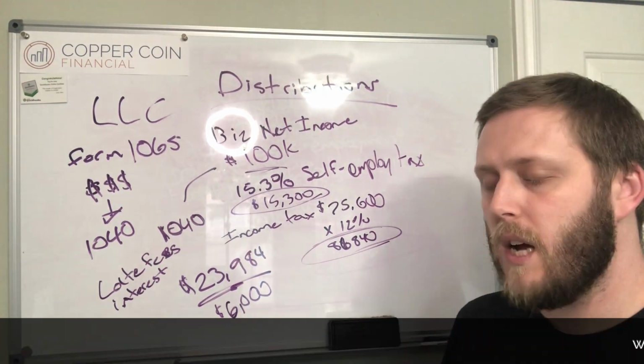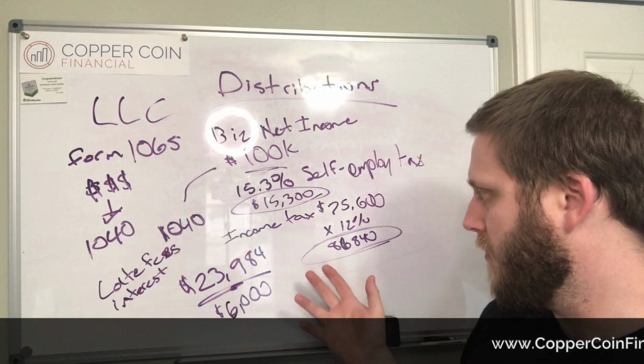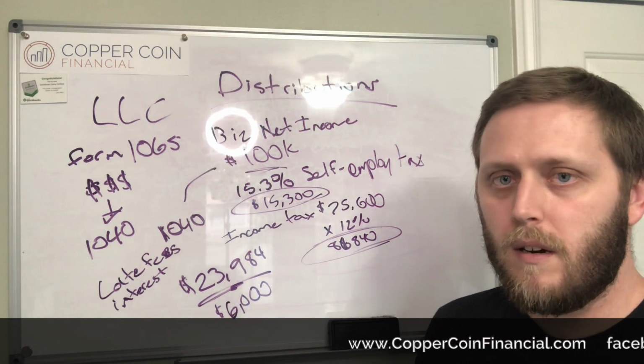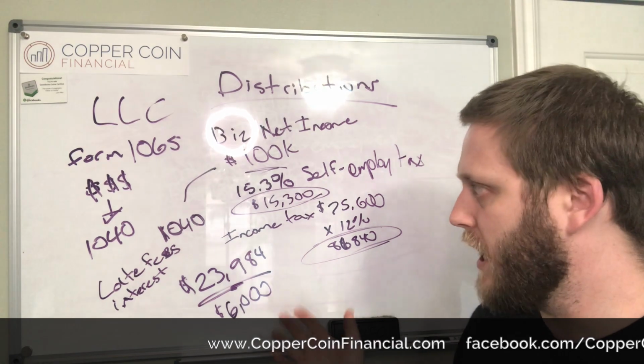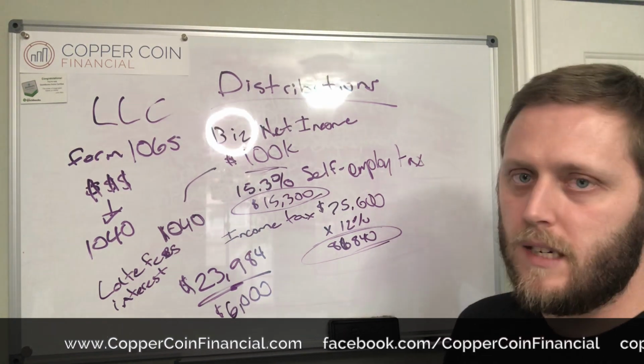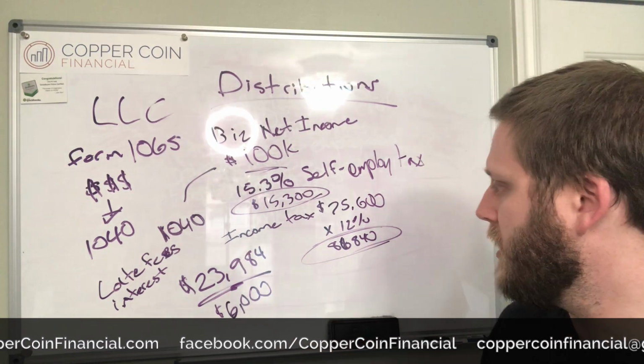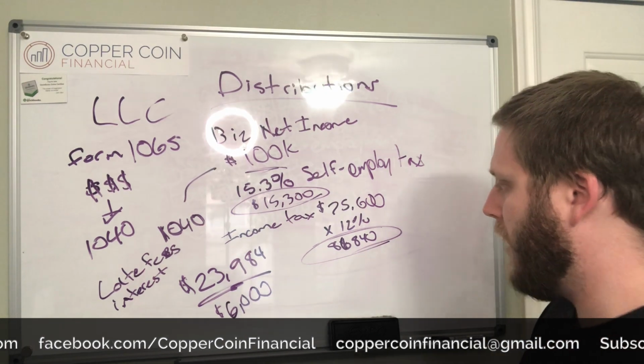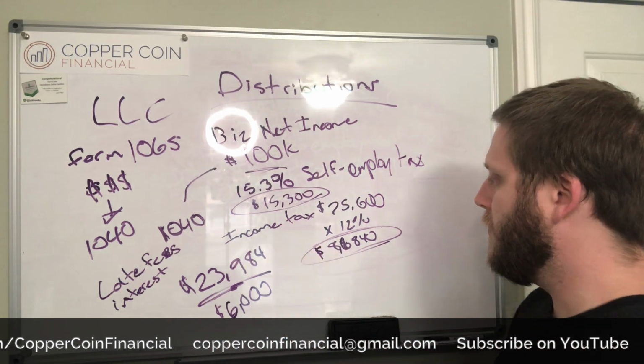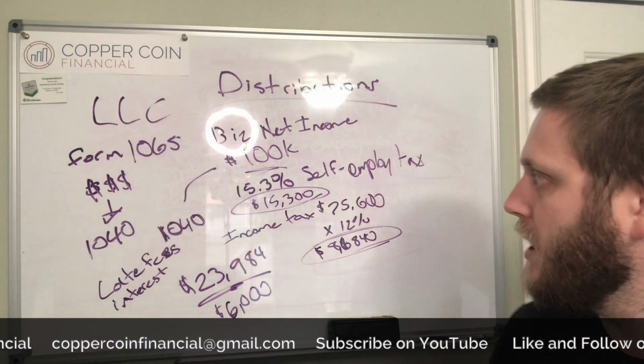In future videos, we're going to talk a little bit more about how to reduce some of your tax liability here. There are some things we can do, forming different entities, electing different elections. For the basics, though, this is how it's going to go. So just keep that in mind.